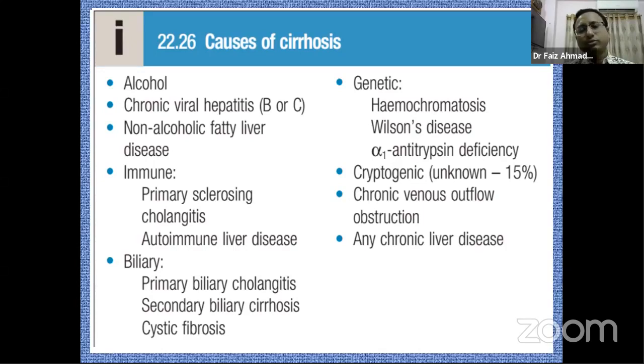So in short, any chronic injury which involves the parenchyma of the liver can lead to cirrhosis. Also any chronic disease which affects the biliary tree can lead to cirrhosis. And also any chronic disease which involves the venous system of the liver and ultimately causes chronic venous outflow obstruction or congestion inside the liver can also lead to cirrhosis of liver.